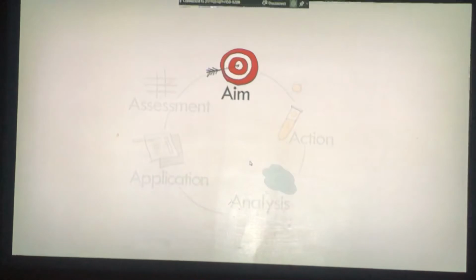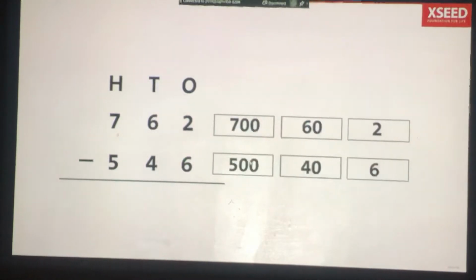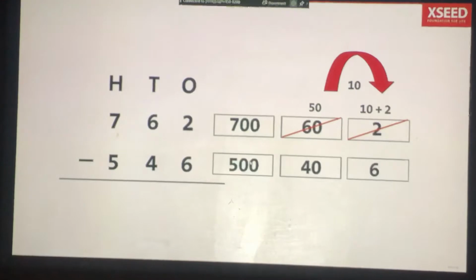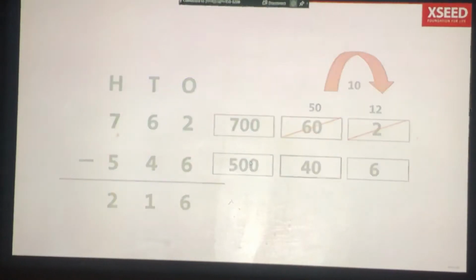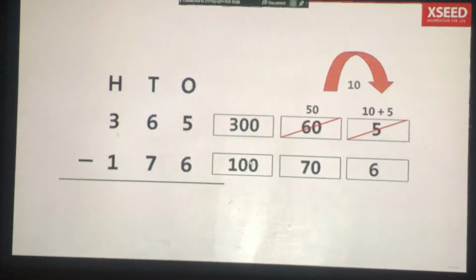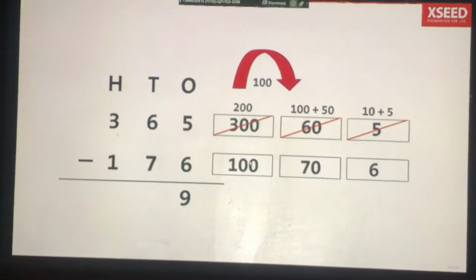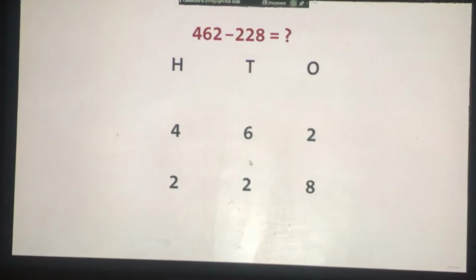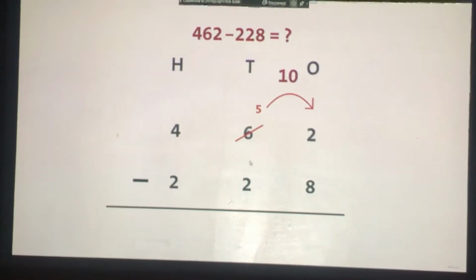Let's set a clear aim for today's class. You may already know how to subtract 3-digit numbers by expanding and regrouping tens. We have learned how to subtract 3-digit numbers by expanding hundreds and tens. Finally, do you remember how to subtract 3-digit numbers by regrouping using the column method?